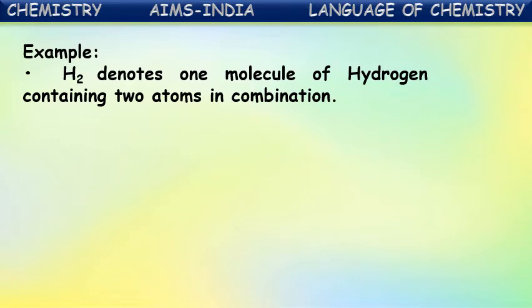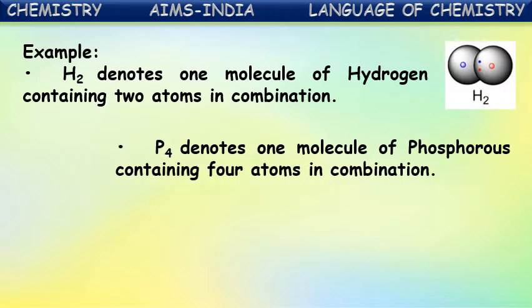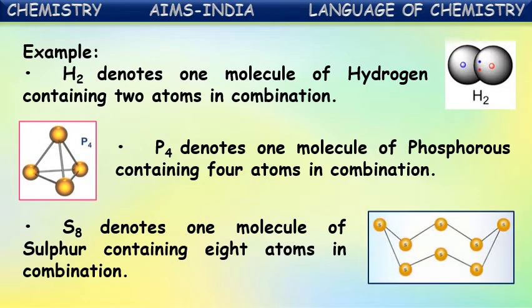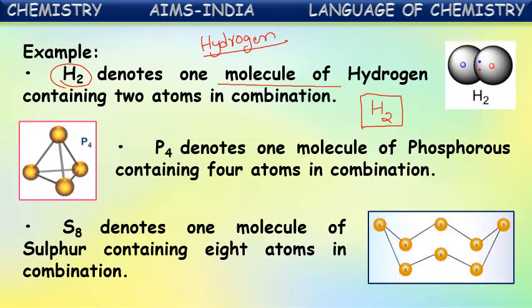See, for example, H2 denotes one molecule of hydrogen containing two atoms in combination. See here, I am taking the hydrogen molecule. We can write it with words, but here we can simply represent it as H2. This H2 represents the hydrogen molecule. This is called formula. How many atoms are present in a hydrogen molecule? One hydrogen molecule contains two hydrogen atoms. H2. Two hydrogen atoms are present in one H2 molecule.